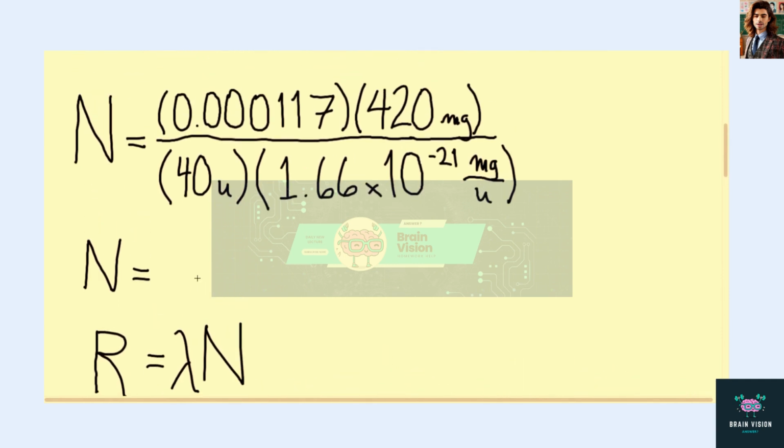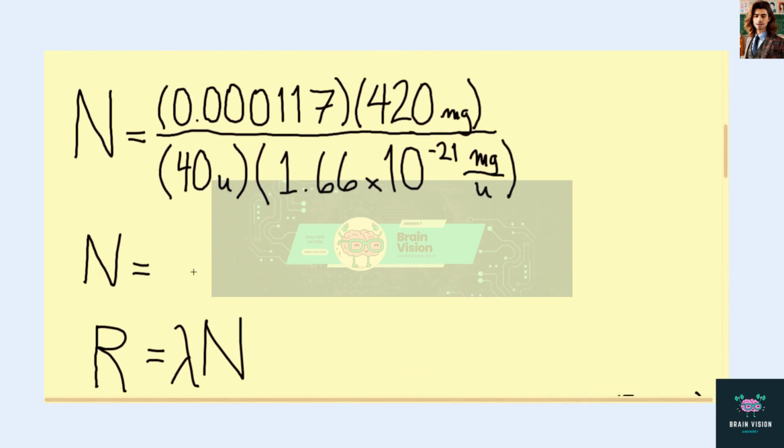Plugging in these numbers, we find that there is 7.40 times 10 to the 17th nuclei.